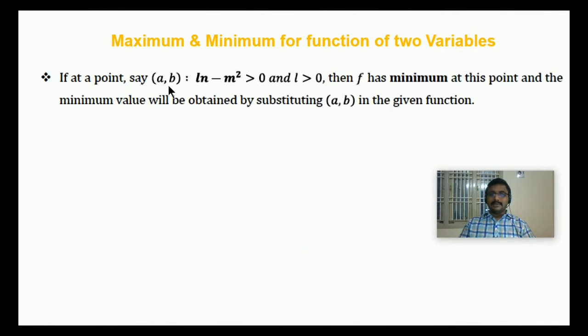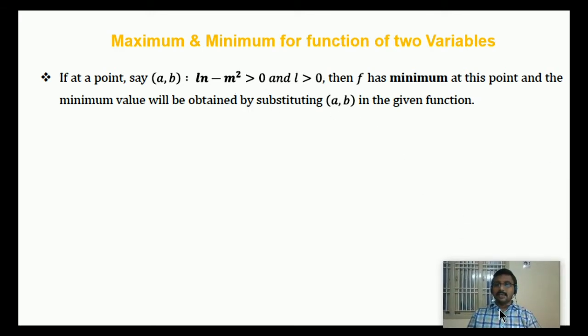If at a point, say (a, b), LN minus M square is greater than 0 and L is greater than 0, that is, both are positive values, then the function has a minimum value at the given point (a, b). Here (a, b) is the stationary point. The minimum value will be obtained by substituting (a, b) in the given function.